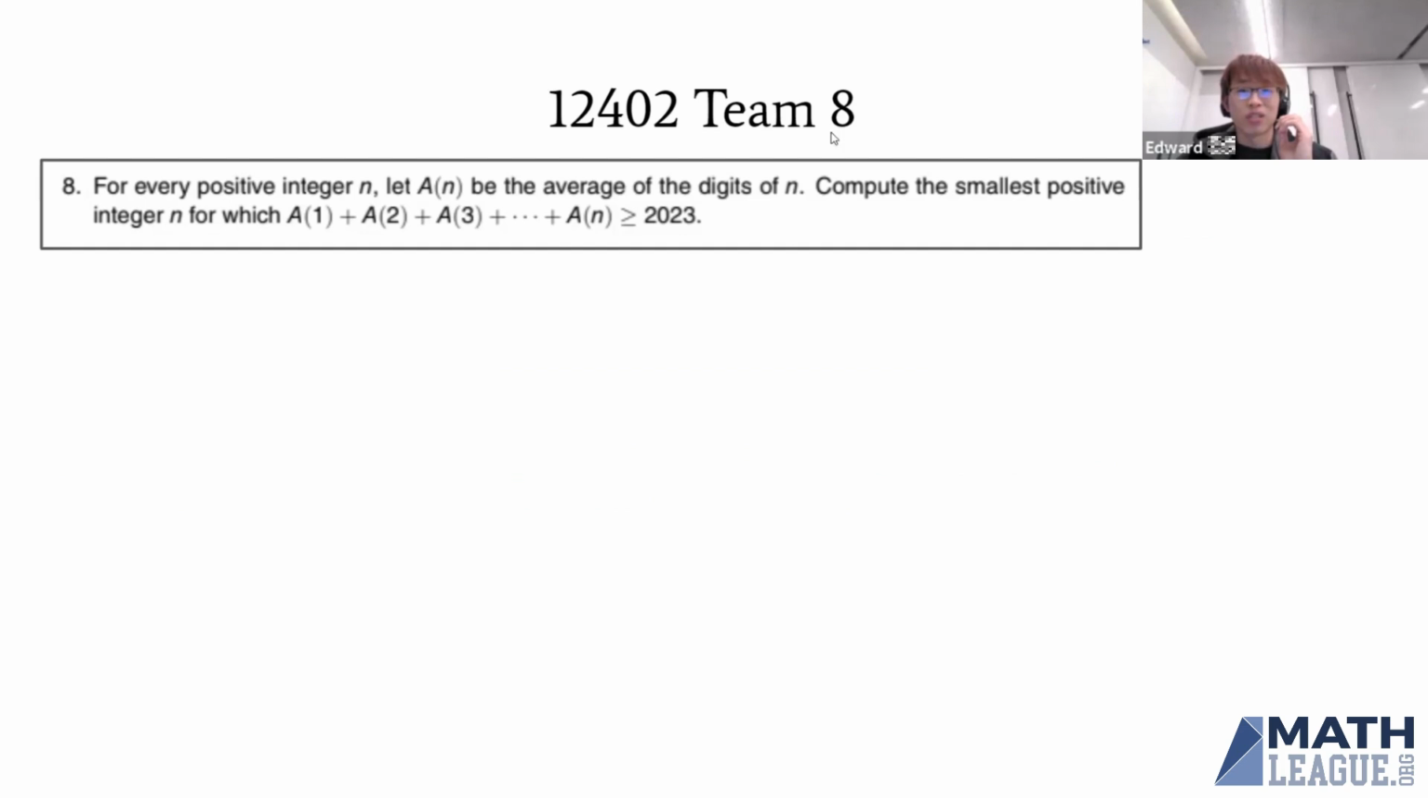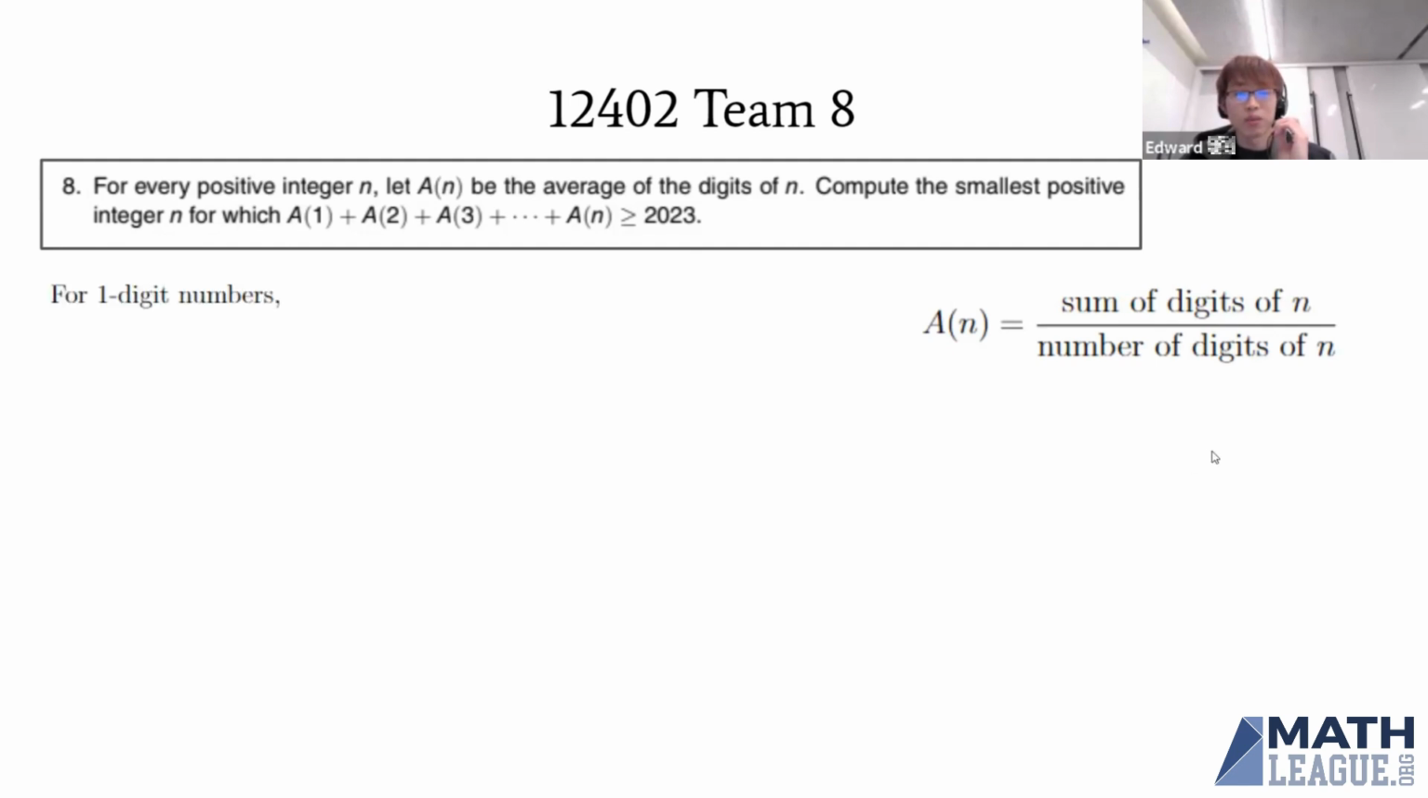Average, as we all know, is the sum over the count. So for a given integer n, a sub n is equal to the sum of the digits of n divided by the number of digits of n. For example, for the one-digit numbers, we have a sub 1 plus a sub 2 plus a sub 3 all the way to a sub 9. All of them have one digit, so the denominator is always going to be 1. So it's just the sum, 1 plus 2 all the way to 9, which is 45.